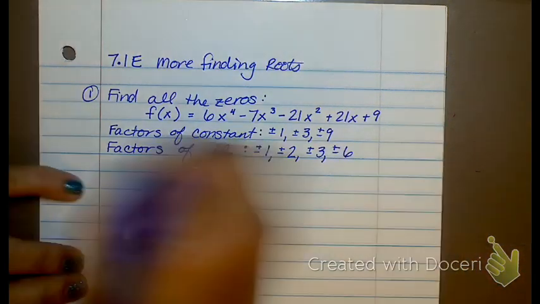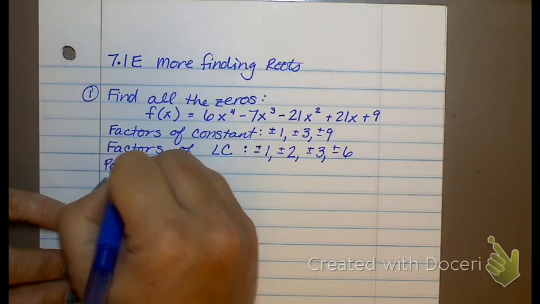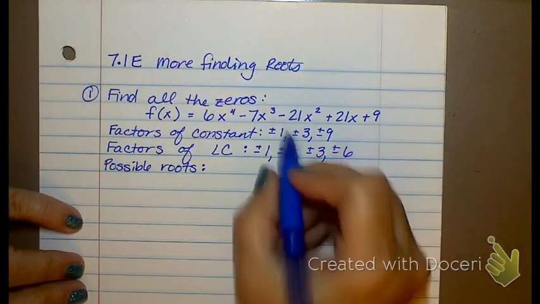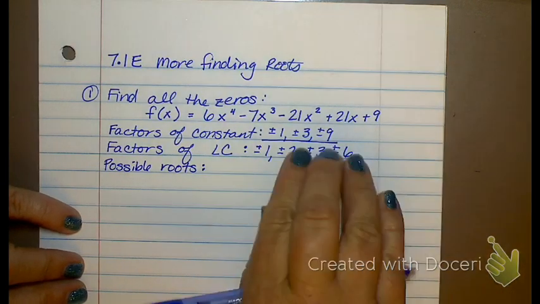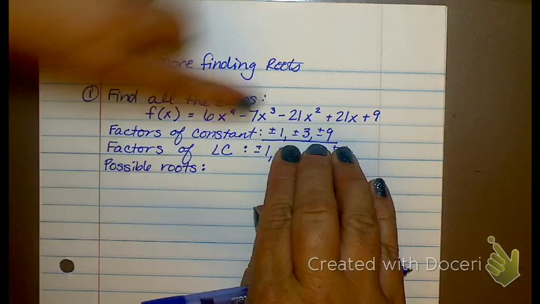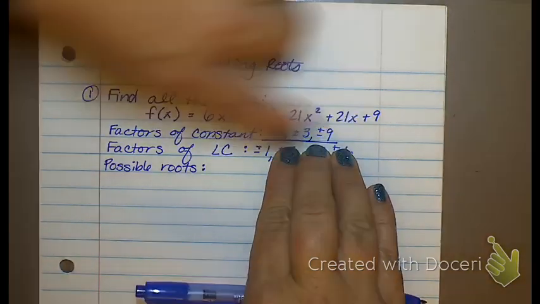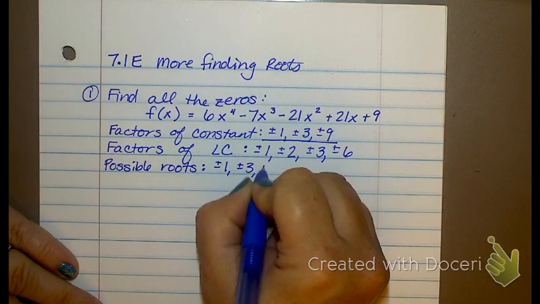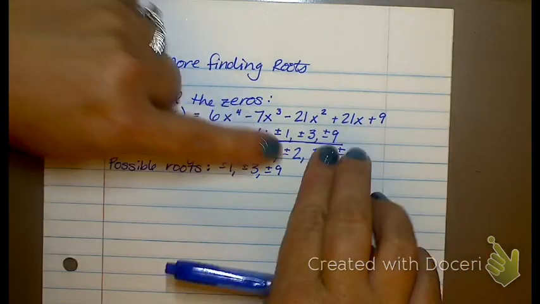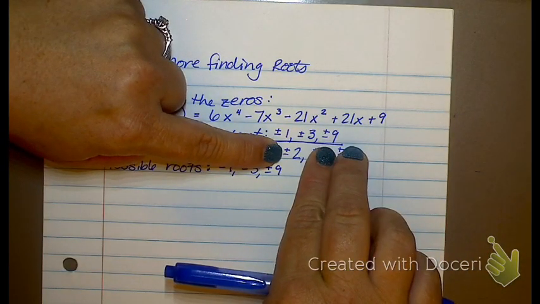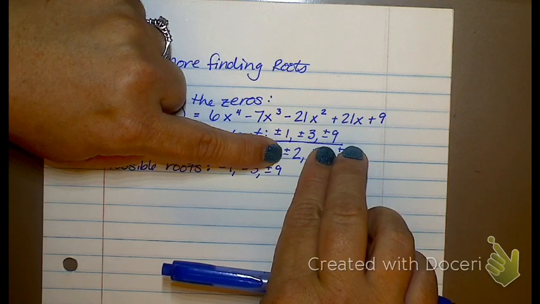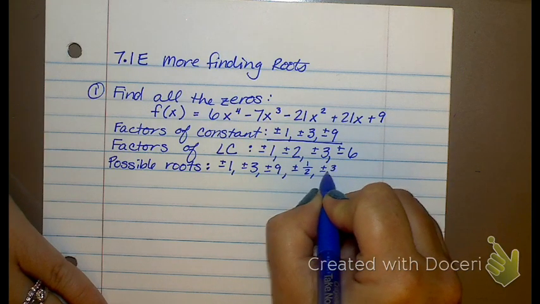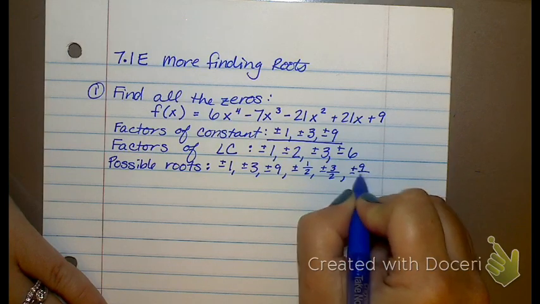So let's come up with my list of possible roots. Do you remember how I do this? I set up a fraction, and the first thing I'm going to do is cover up the 2, 3, and 6, and I'm going to do 1 over 1, 3 over 1, and 9 over 1. That's how I start. So I have plus or minus 1, plus or minus 3, plus or minus 9. Now I'm going to put them all over 2. So 1 over 2, 3 over 2, 9 over 2. None of those reduce, do they? So they just all get added.